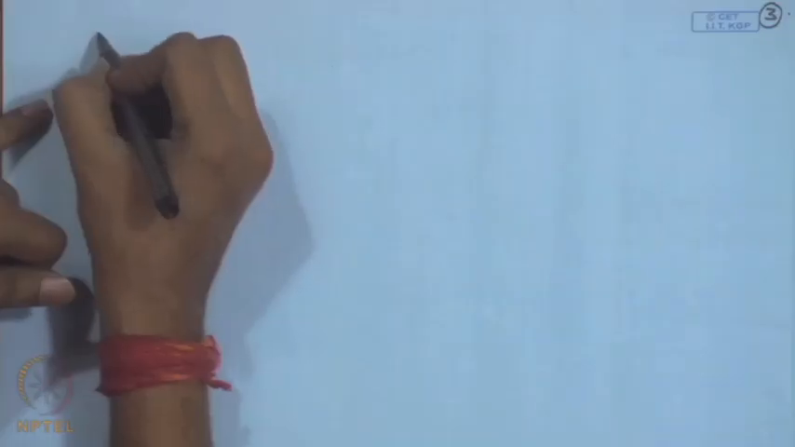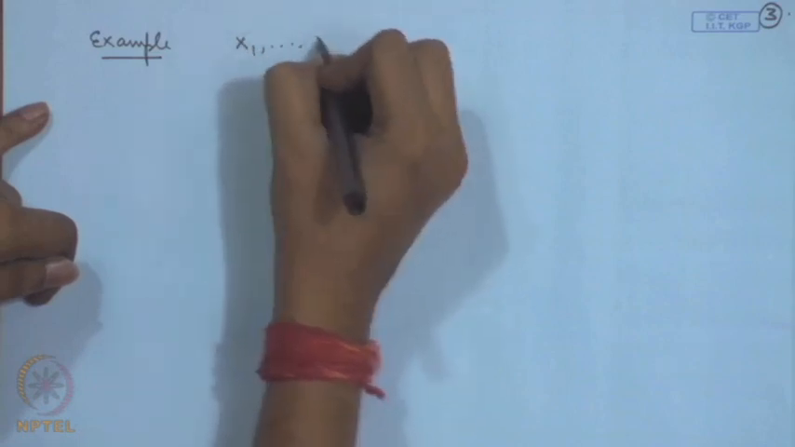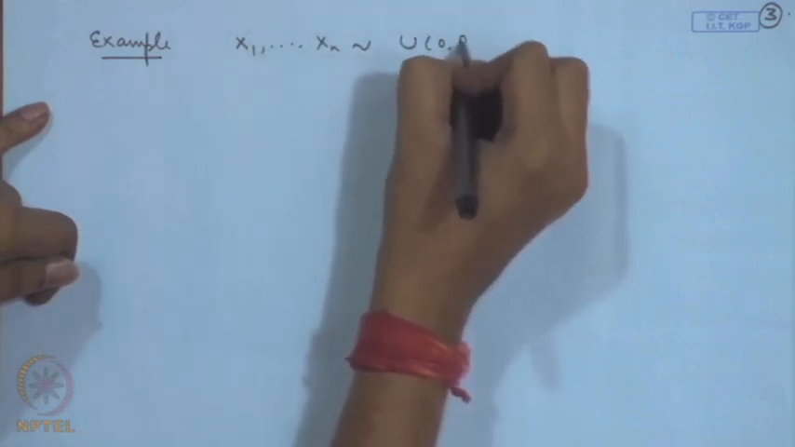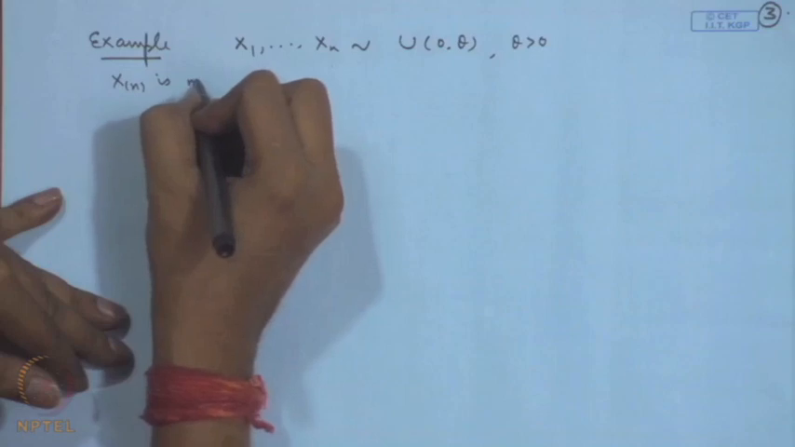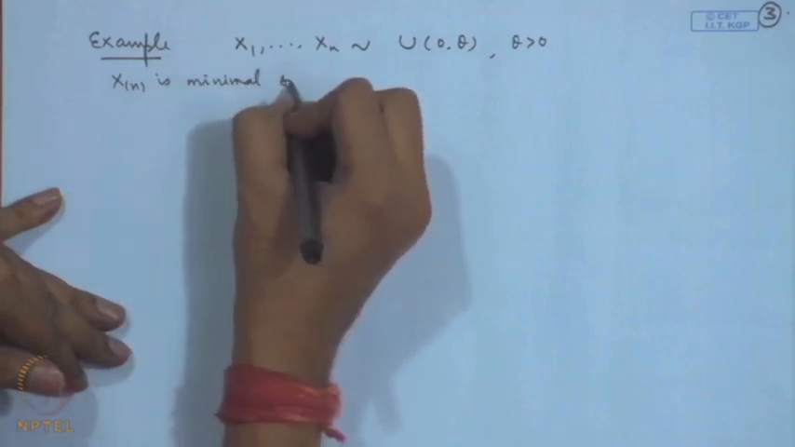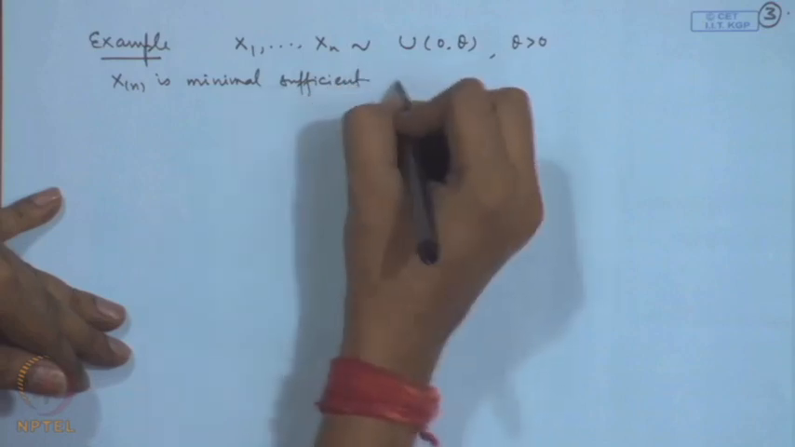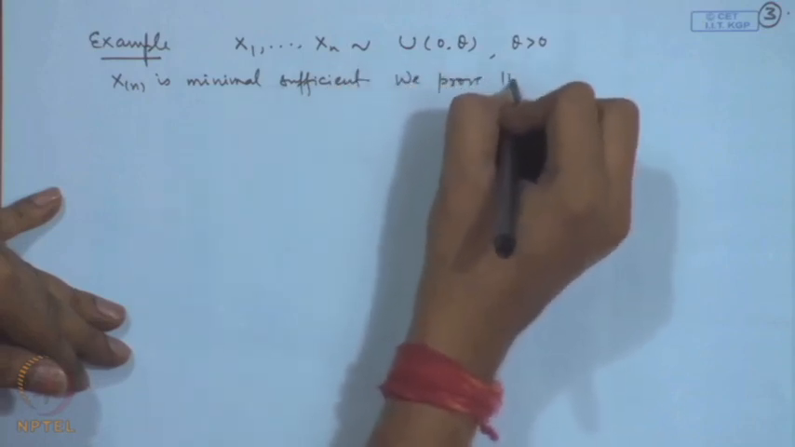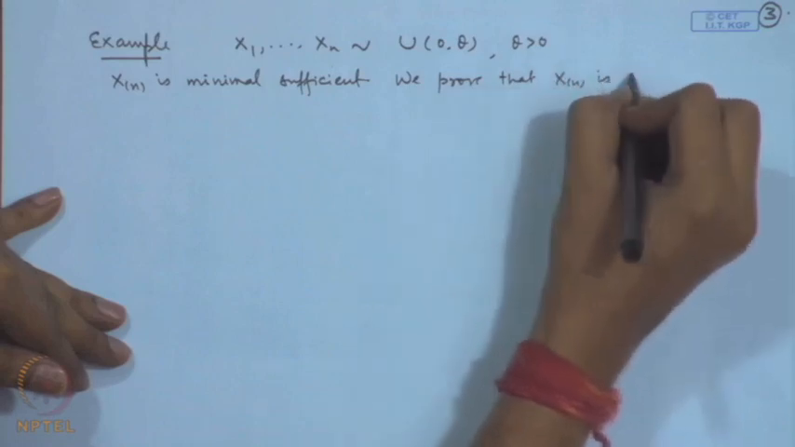So, we can conclude that in most of the standard examples that we have discussed, the corresponding sufficient or minimal sufficient statistics will also be complete. Let me just take the example of a non-regular family. Let me consider x_1, x_2, ..., x_n following uniform 0 theta distribution. Then x_(n) is minimal sufficient, and we prove that x_(n) is complete.